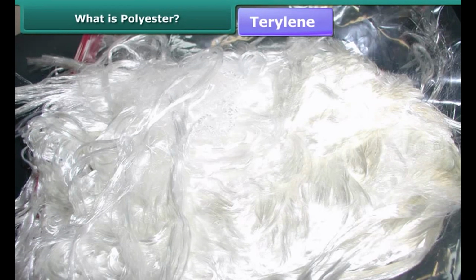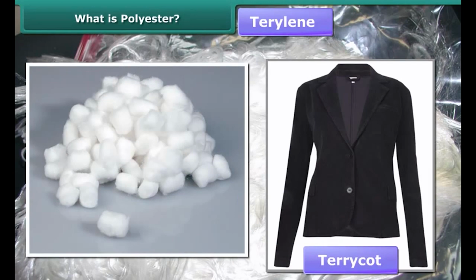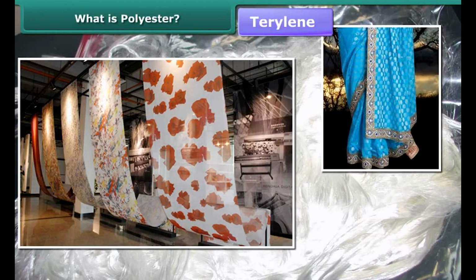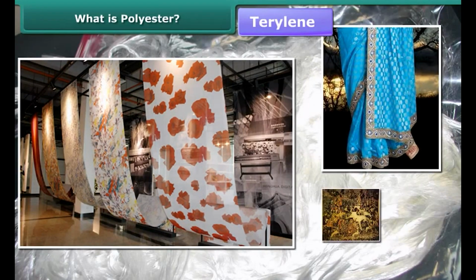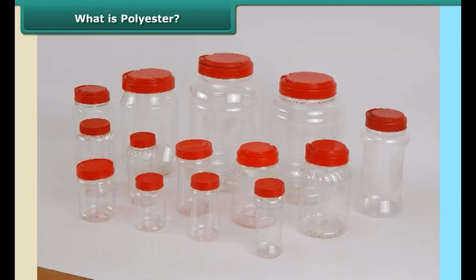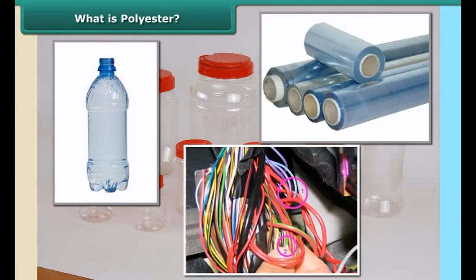Terylene can also be mixed with natural fibers like cotton or wool to give terrycot or terrywool respectively. Terylene is used extensively in textile industry to make clothes like saris, dress materials, tapestry, etc. Have you ever noticed that your mother always buys PET jars for storing rice, sugar, etc.? PET is a familiar form of polyester and is used for making bottles, jars, films, wires, etc.